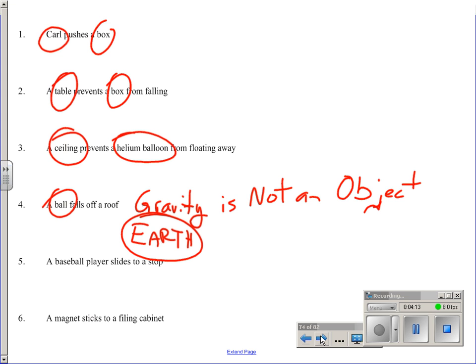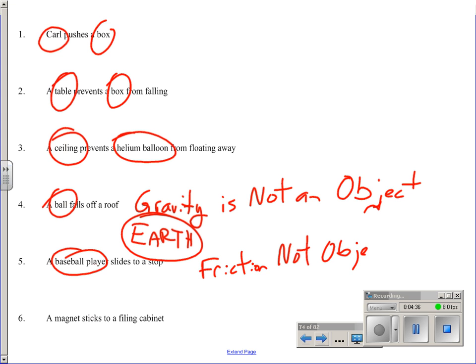In the next example, a baseball player slides to a stop. So hopefully it was clear that one of the objects is the baseball player. Why does he slide to a stop? Well, picture that. He's running. He slides into base, right? Very exciting. What's causing him to stop? Friction, right? But once again, friction isn't an object. It's not something you can physically touch.